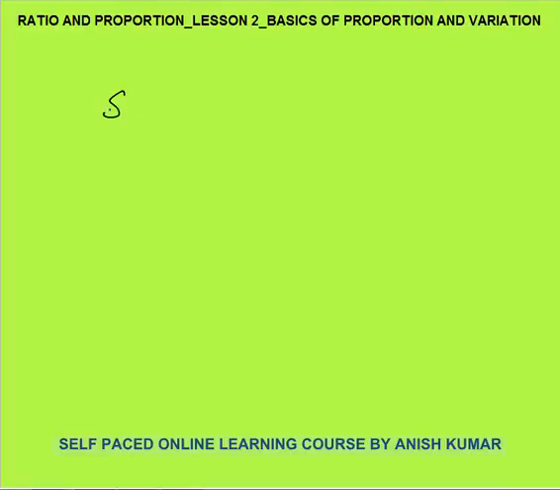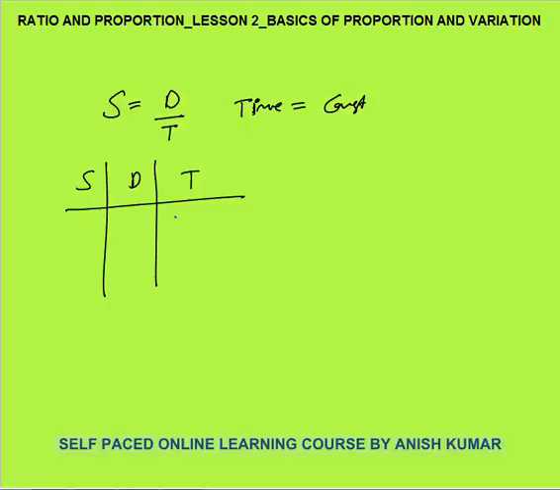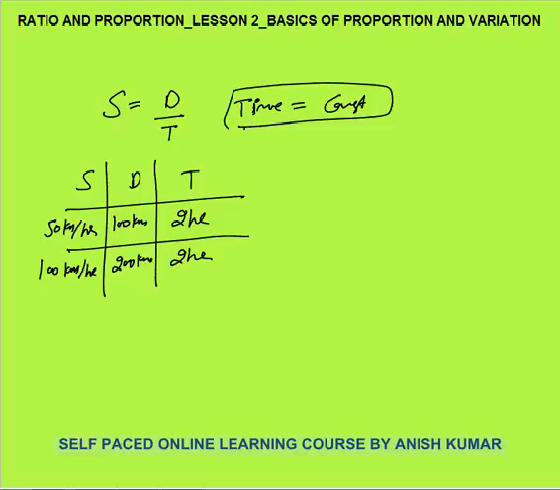Same example, speed was equal to distance upon time. When time is constant, if you keep time constant, what will happen? Speed, this is distance, this is time. I am keeping time constant, 2 hours, 2 hours. When my speed is 50 km per hour, how much distance will I cover in 2 hours? 100 km. When my speed is 100 km per hour, how much distance will I cover? This is 200 km. Now you can see that whenever time is constant, 2 hours and 2 hours, speed first was 50, distance was 100. You double the speed, distance also doubles.